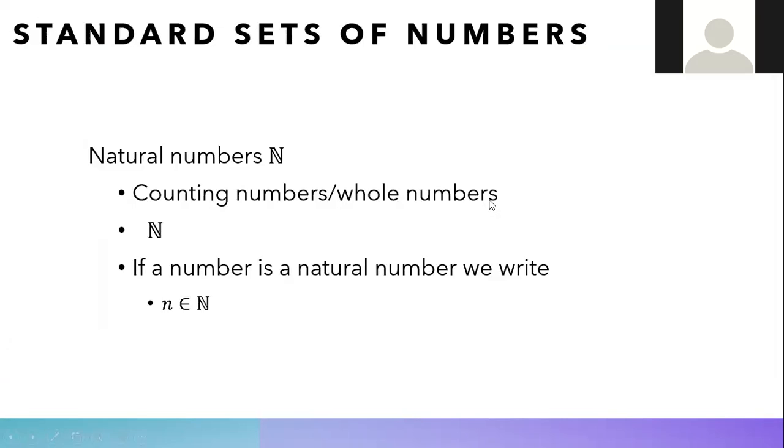So then we go through standard sets of numbers. So we have natural numbers. So this is the notation for natural numbers. Natural numbers are our counting numbers and our whole numbers. And we use the notation ℕ. So if a number is a natural number, we write this notation.